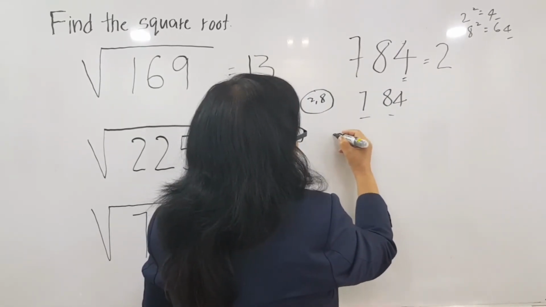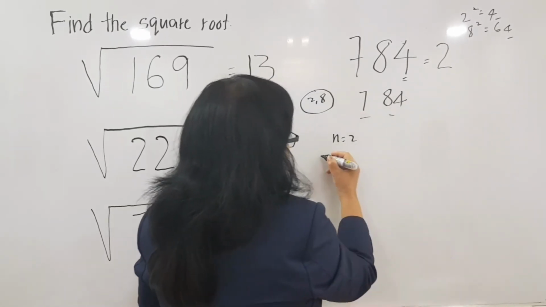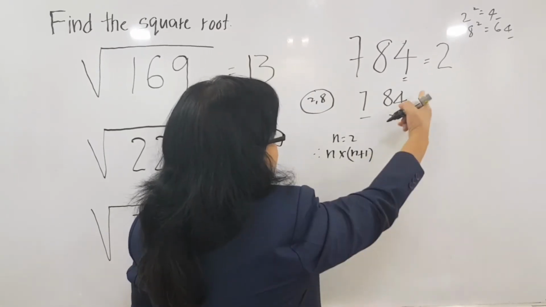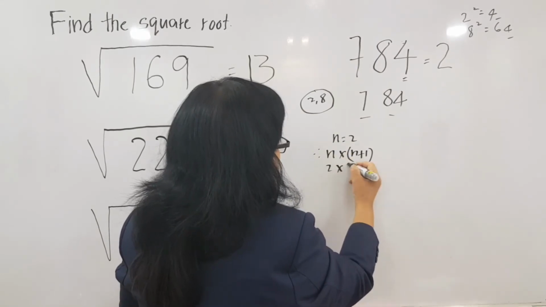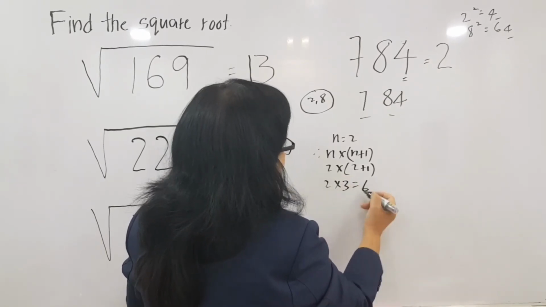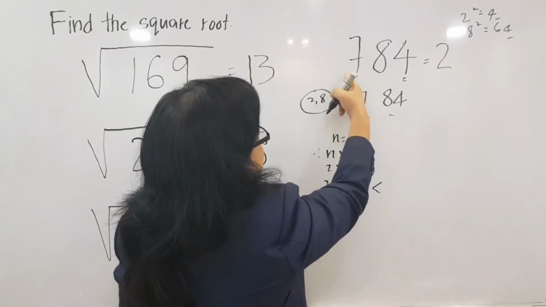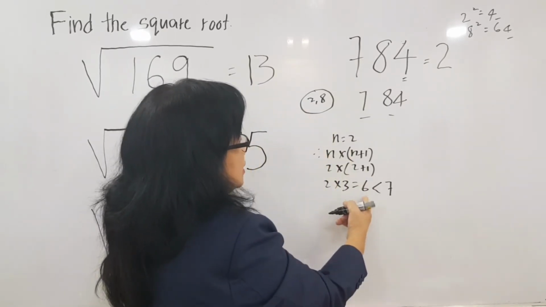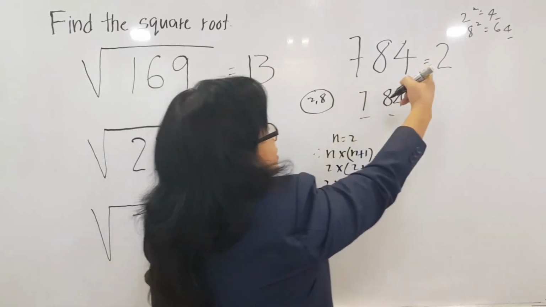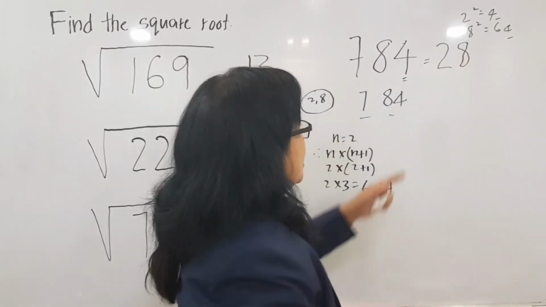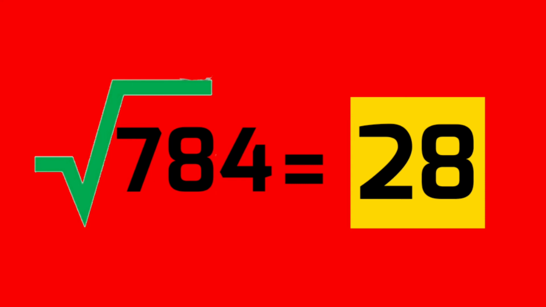Now, our n is equal to 2. To use the formula n times n plus 1, we have 2 times 2 plus 1. So, 2 times 3, which is equal to 6. Now, 6 is less than the first digit number, less than 7. Therefore, if this is lesser, we have to take the highest number we took from the squares. So, we take the 8. Therefore, the answer here is 8. So, the square root of 784 is equal to 28.